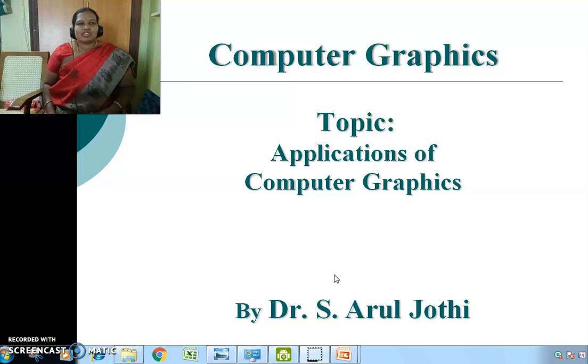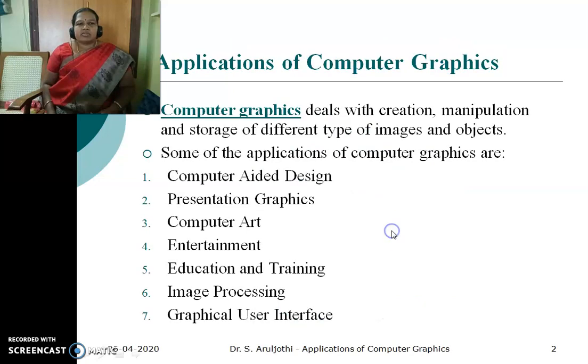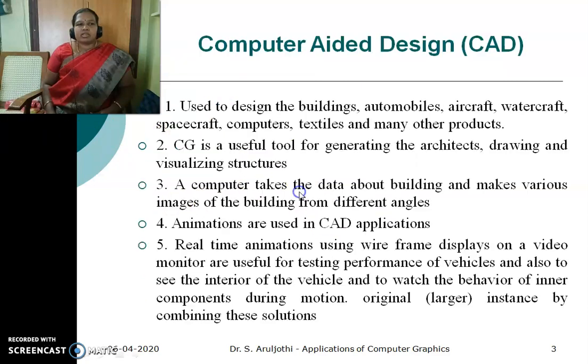Today we are going to discuss a topic in computer graphics, that is nothing but its applications. First, before starting with its applications, we have to discuss what is computer graphics. Computer graphics deals with creation, manipulation and storage of different types of images and objects. Some of the applications of computer graphics are computer-aided design, presentation graphics, computer art, entertainment, education and training, image processing, and graphical user interface. First, we are going to discuss what is computer-aided design, that is in short form CAD.